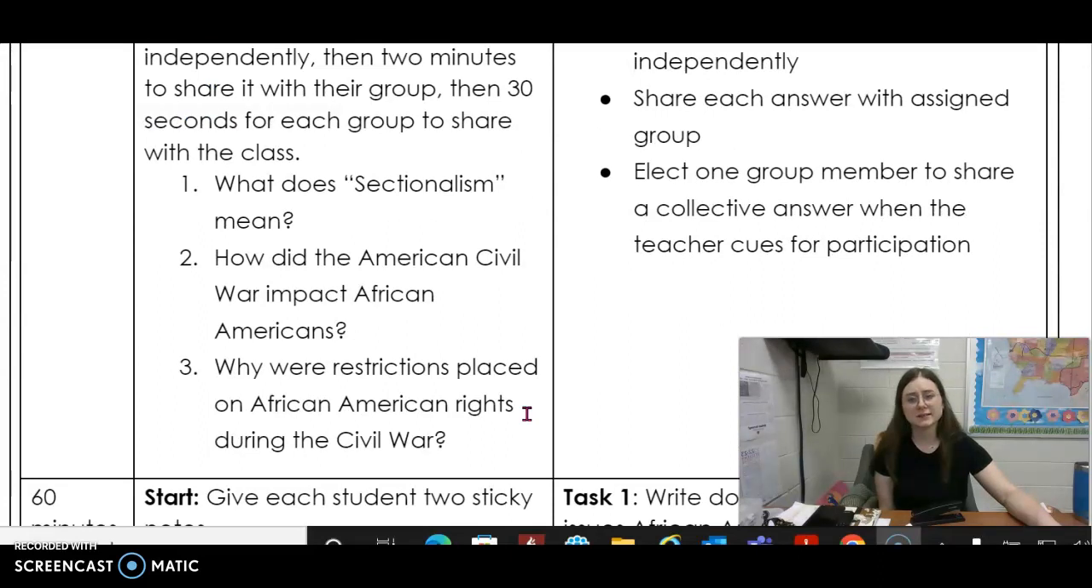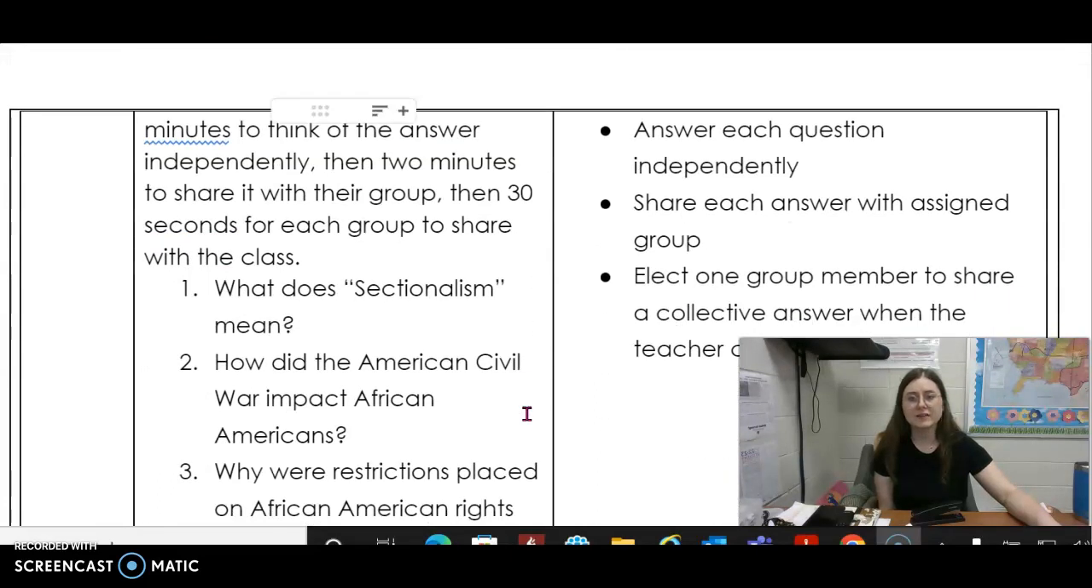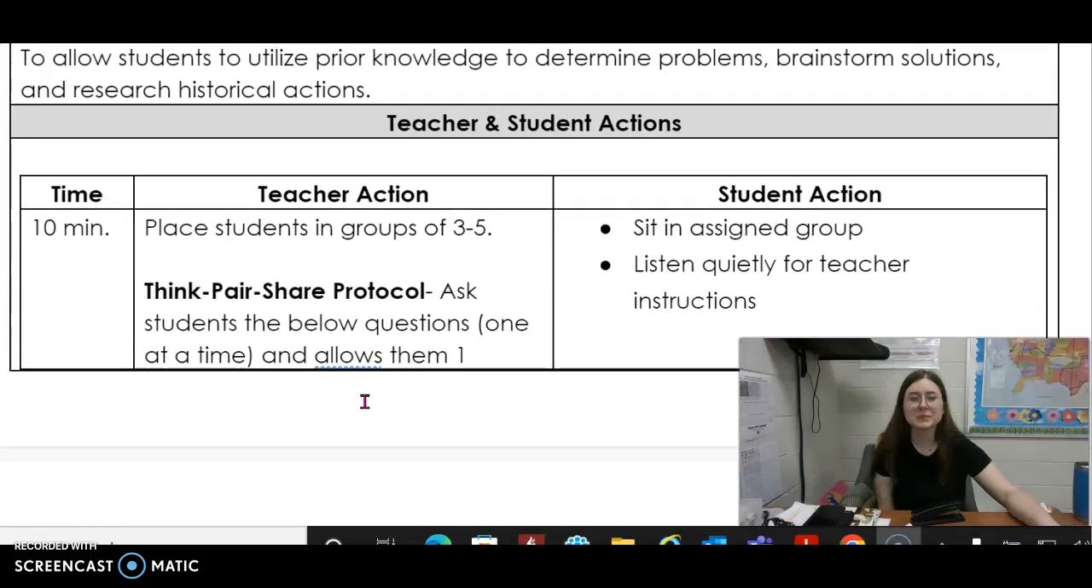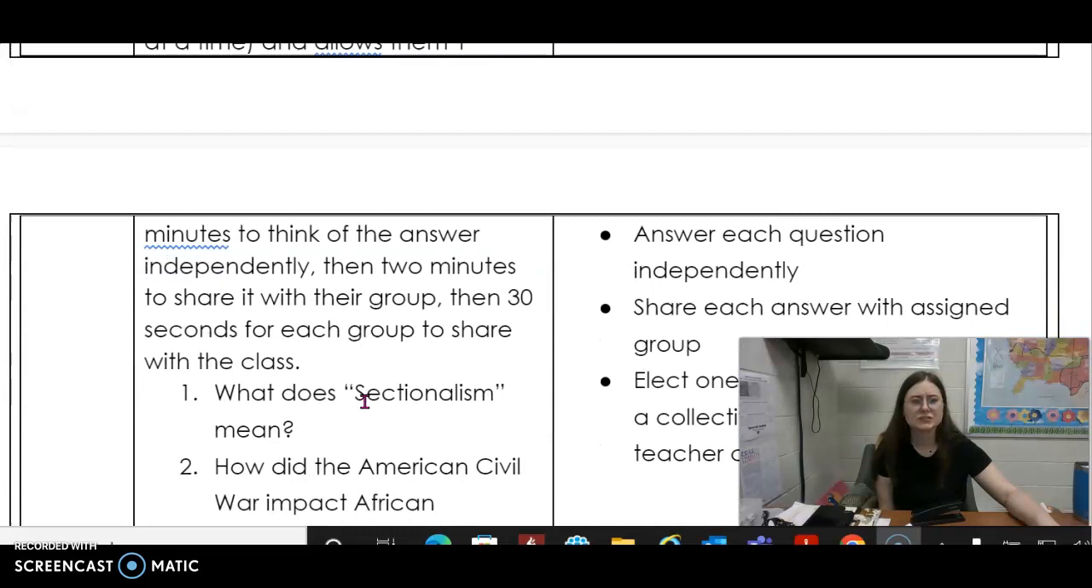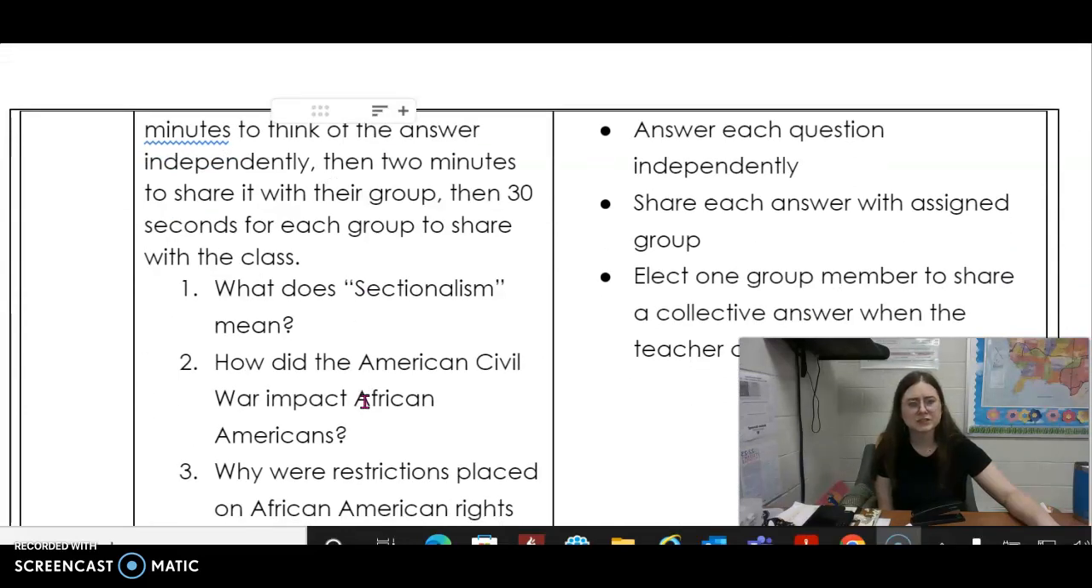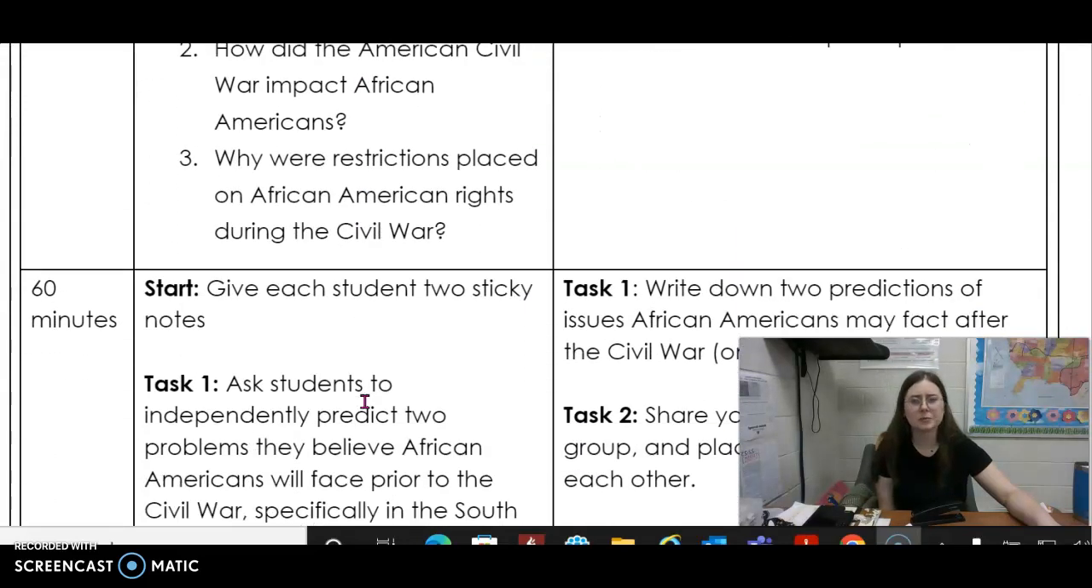The teacher is going to ask the question, and then the student is going to take a minute to think about their answer. They're going to take 2 minutes to talk to their group about their answer, and then in 30 seconds, each group is going to share the answer that they collectively come up with. So the teacher actions are asking these questions and placing students in groups. The student's action is to sit in their assigned group, listen carefully to the teacher's instructions, and answer each question independently, and then collaborate with their group after that.